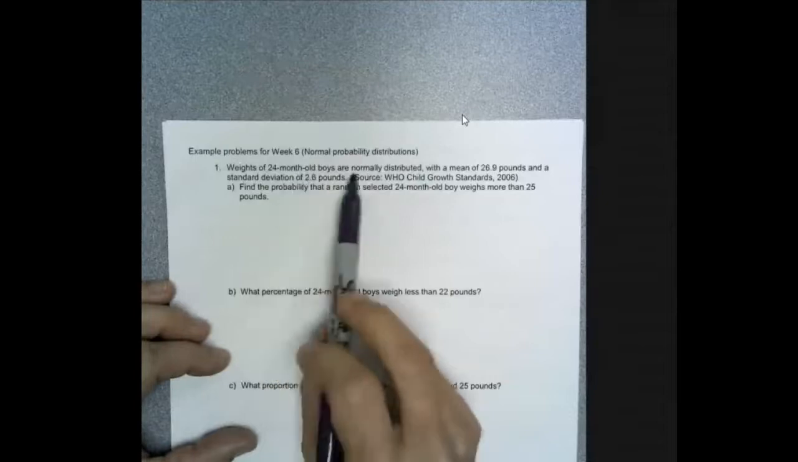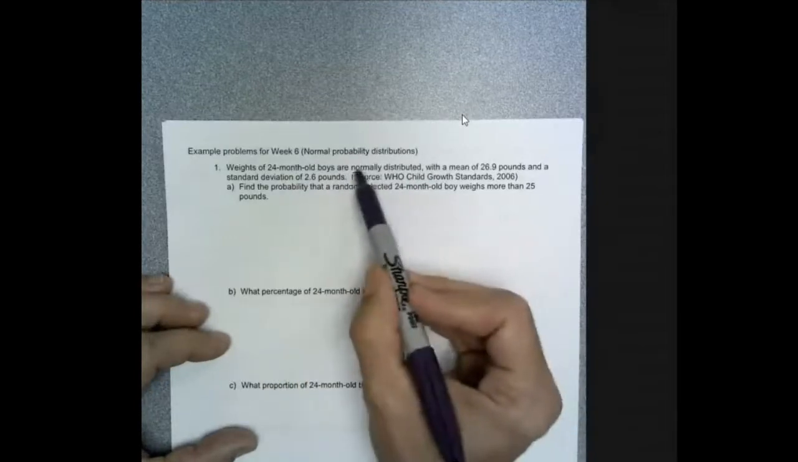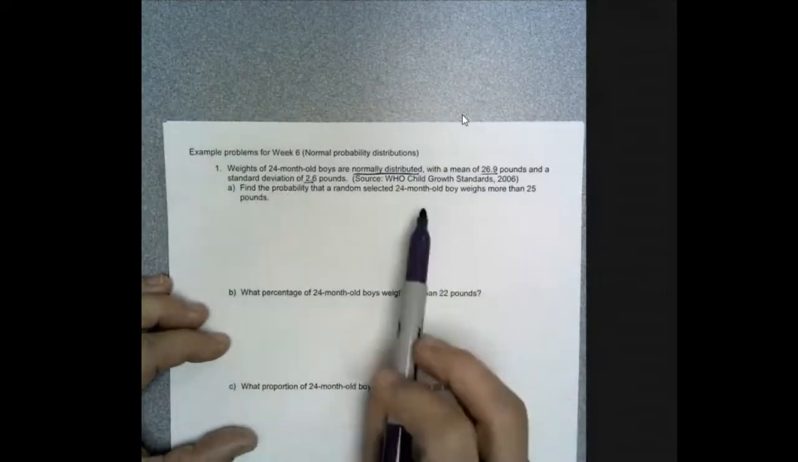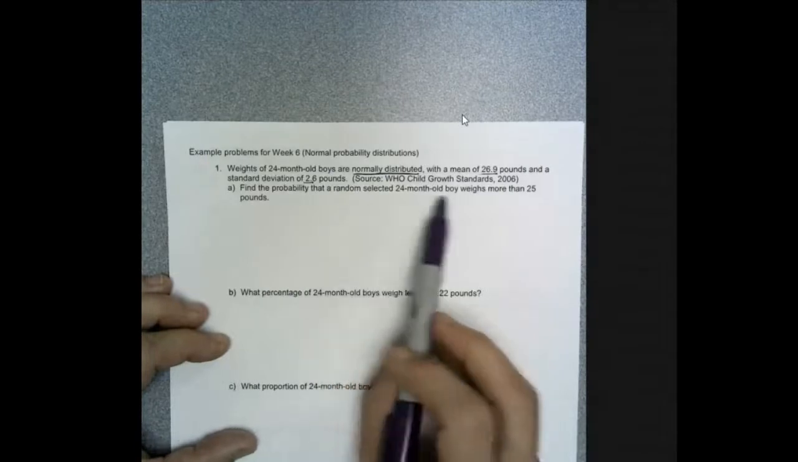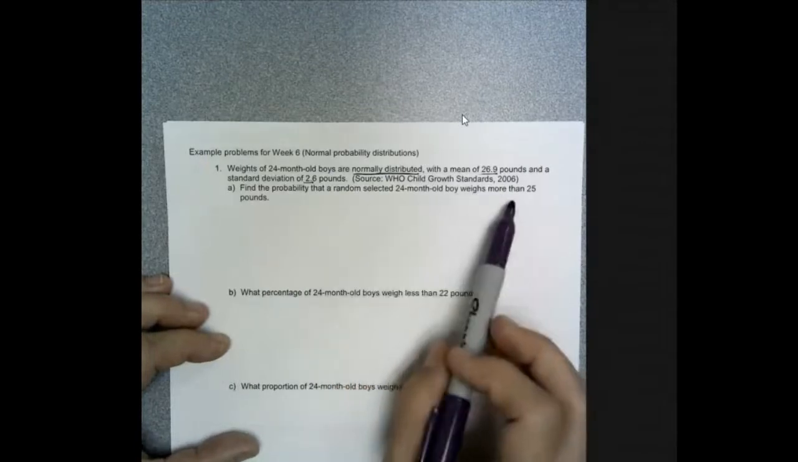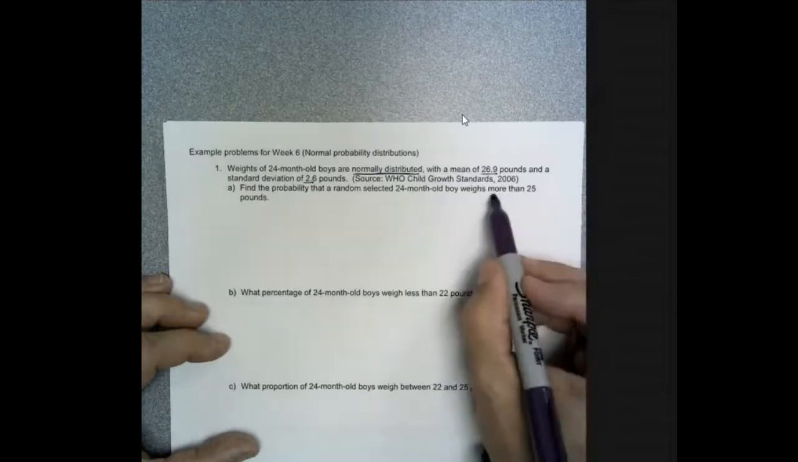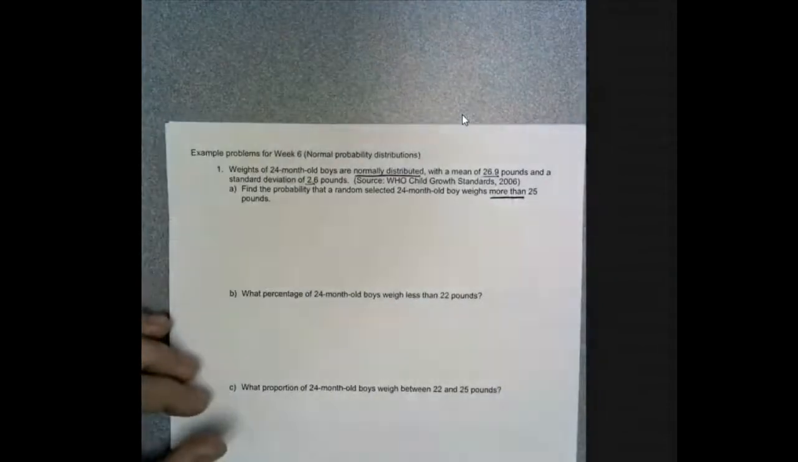In this situation, we have the weights of 24-month-old boys. It tells us that they're normally distributed. That's important. And we have the mean is 26.9 and the standard deviation is 2.6 pounds. So first of all, we're trying to find the probability that a randomly selected 24-month-old boy weighs more than 25 pounds. In this, you do have to pay attention to the wording. More than is going to mean greater than in this one.